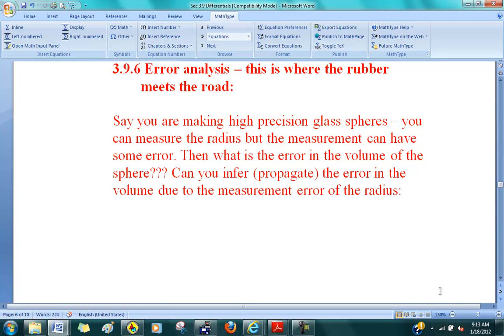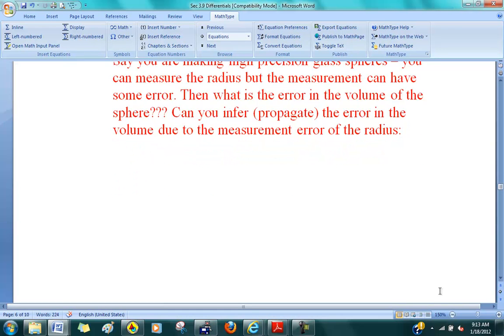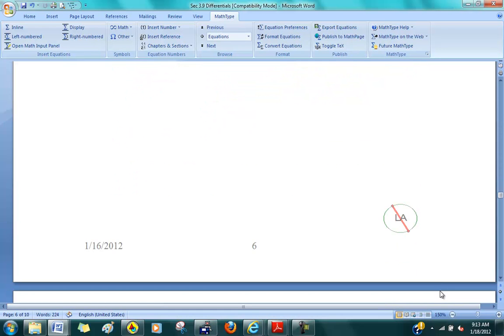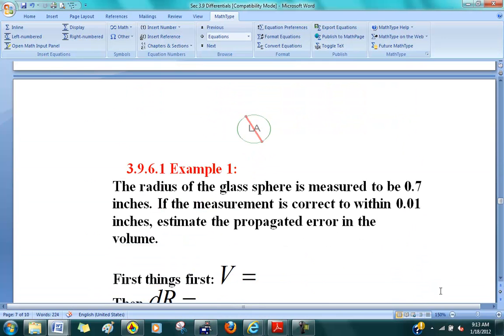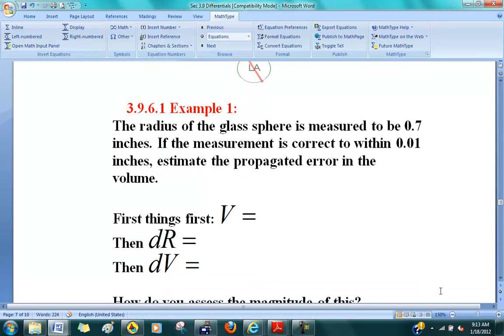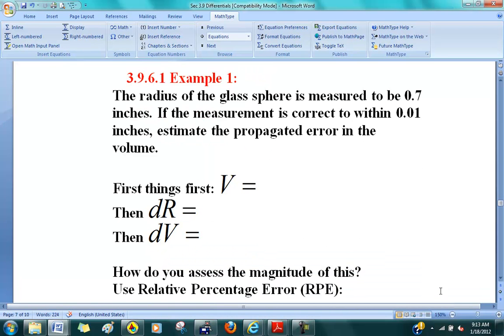Now, it's really hard to measure the error in the volume. What are you going to do? Cut the sphere open, put some water in it, and measure it? Then you've destroyed your sphere, so we can't quite do that. Instead, we use calculus and differentials to estimate the error that we made in the volume as a result of the error in the radius. So here's the actual example, and here are the numbers on it. So get this down, and then I'll go over it.